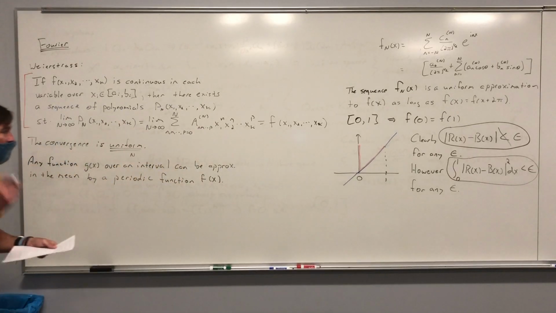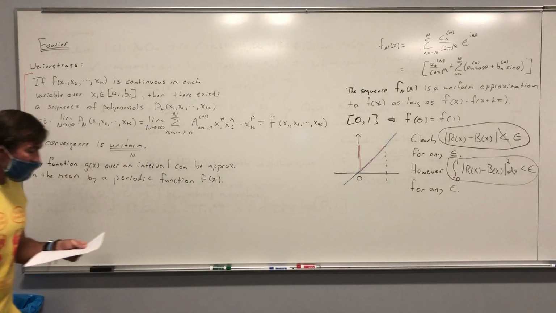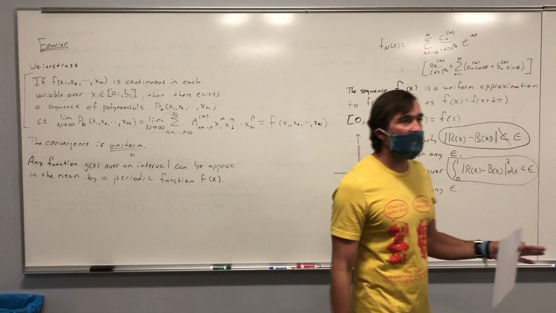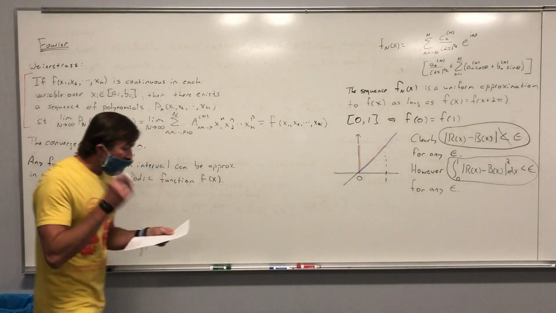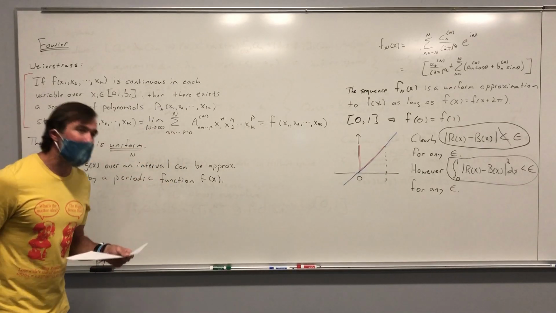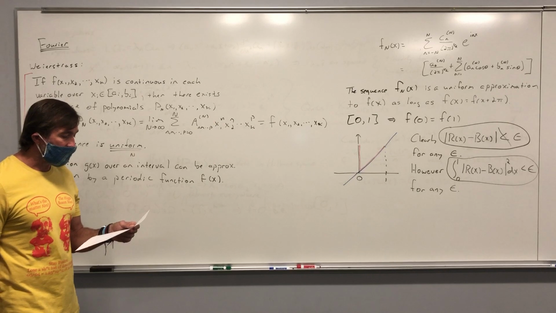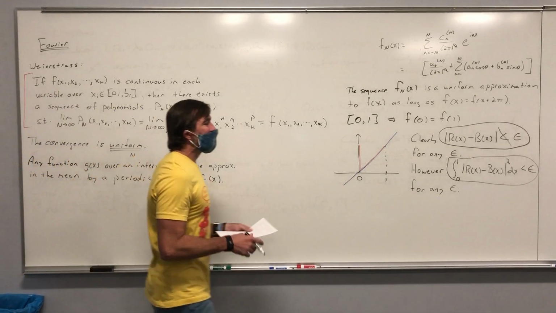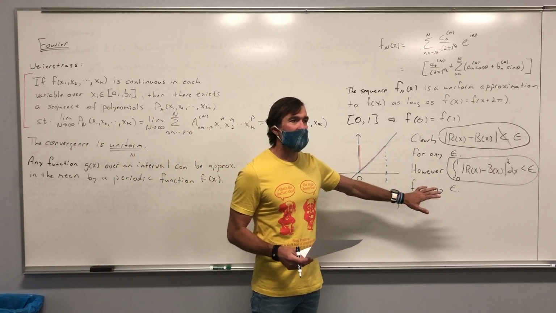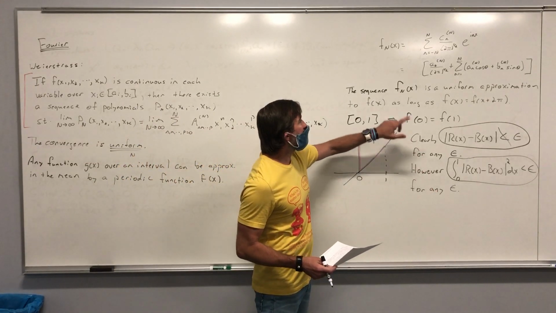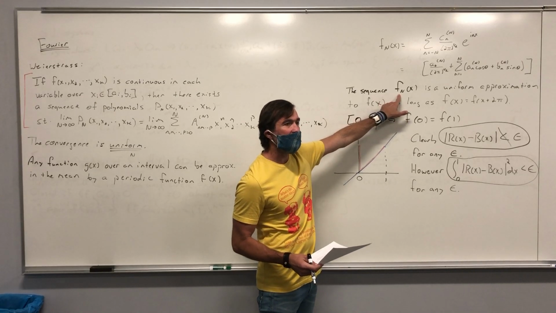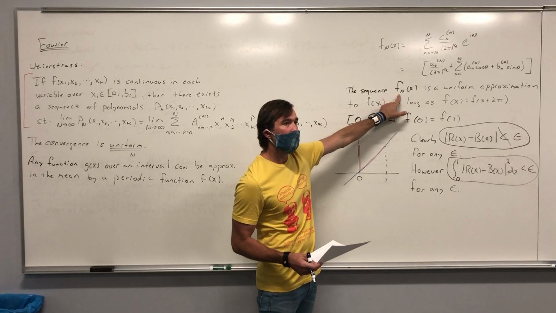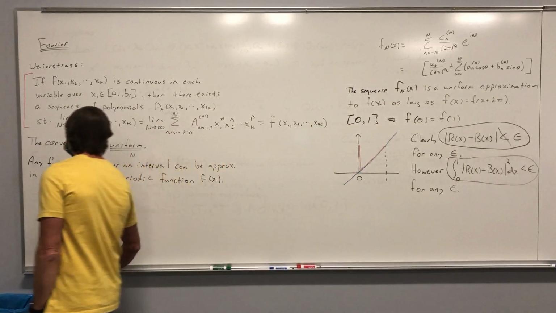Now, if you recall that any function in Hilbert space, and remember Hilbert space is defined as the set of square integrable functions, any function in Hilbert space can be approximated in the mean by a continuous function. What this means is that any function in Hilbert space can be approximated in the mean by this sequence. So this is our final result for now.